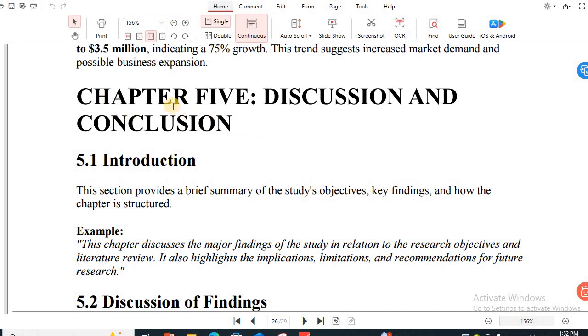Like this, chapter 5. Chapter 5 is called Discussion and Conclusion. So, 5.1, Introduction. You are going to give a brief summary of the study objectives, key findings, and how the chapter is structured. And here is an example of that. Here is an example of how you introduce chapter 5.